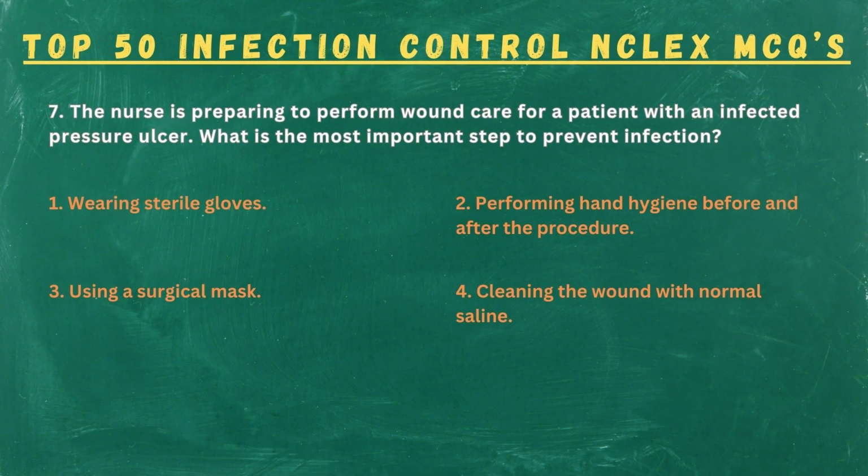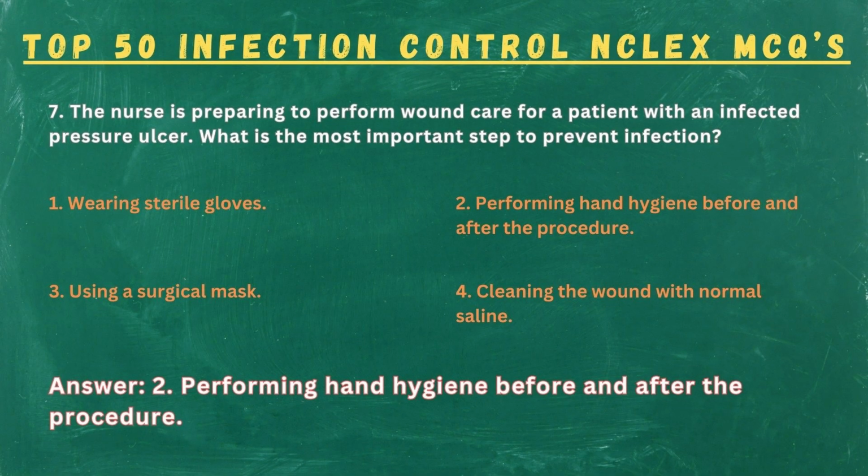7. The nurse is preparing to perform wound care for a patient with an infected pressure ulcer. What is the most important step to prevent infection? 1. Wearing sterile gloves. 2. Performing hand hygiene before and after the procedure. 3. Using a surgical mask. 4. Cleaning the wound with normal saline. Answer: 2. Performing hand hygiene before and after the procedure.